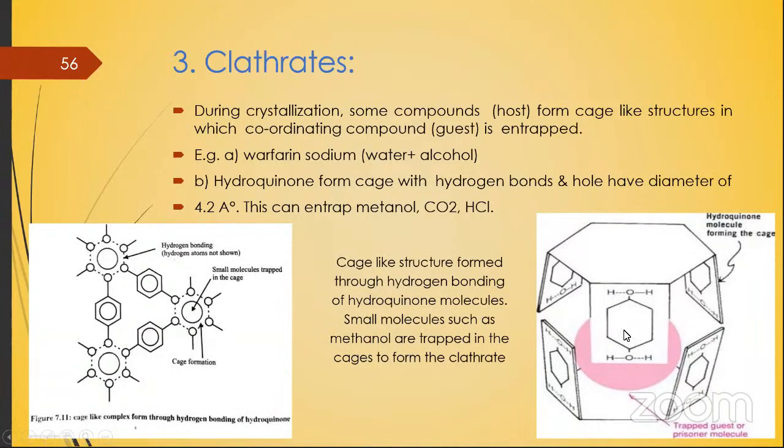That is another figure. See that hydroquinone molecules forming the cage, the same picture, just a schematic diagram of how the guest molecule will enter into that cage, and it will look like a prisoner. So that's why I have written here, cage-like structure formed through hydrogen bonding of hydroquinone molecules. Small molecules such as methanol are trapped in the cages to form a clathrate.